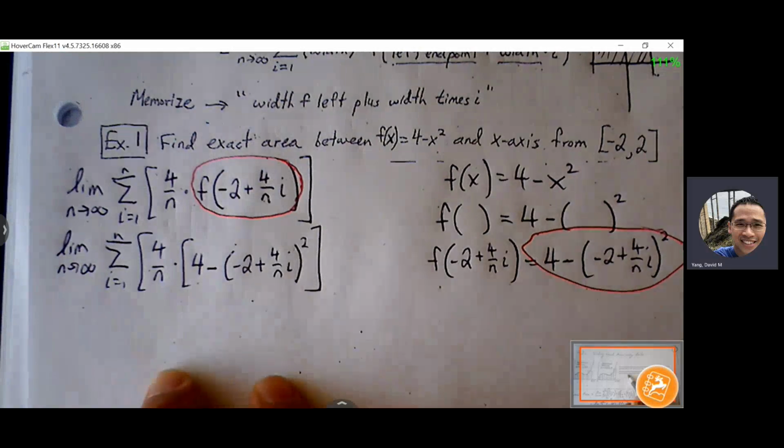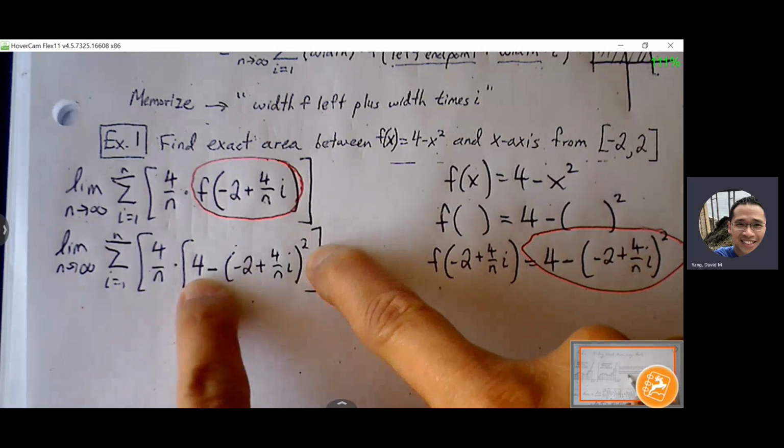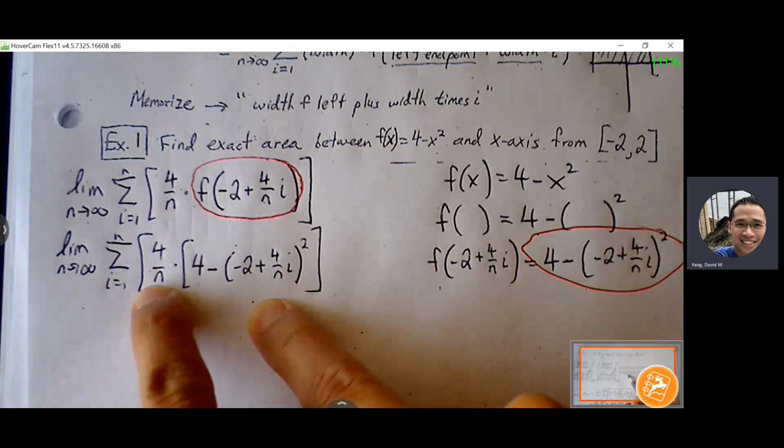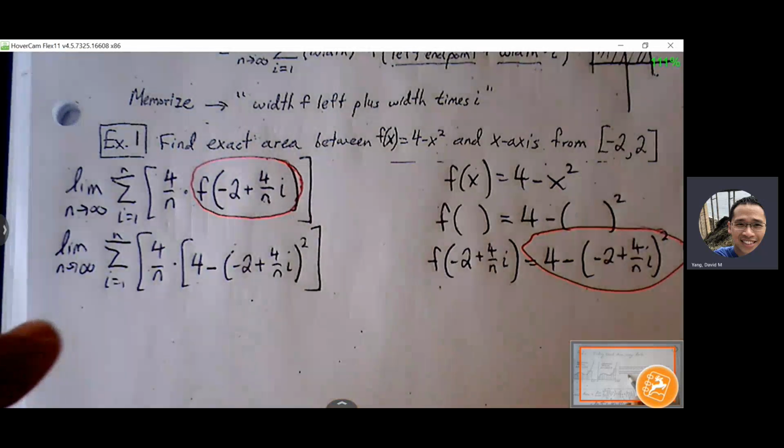Okay, so the work that's still ahead of us is we still have to FOIL this out. We still have to merge it with the 4. We've got to multiply it by 4 over n, and then separate each of the subintervals, resolve all the i's in terms of n, and then within each of our fractions, we can evaluate the limit as it approaches infinity.